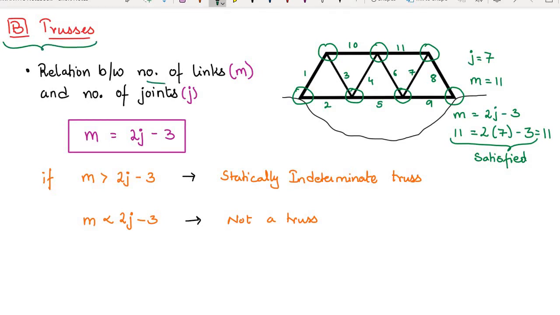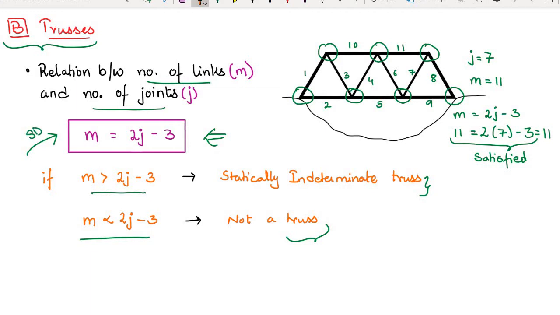In trusses, the relation between the number of links and the number of joints is m equal to 2j minus 3. If m is greater than 2j minus 3, then the truss is statically indeterminate, and if m is less than 2j minus 3, it's not a truss. And if it satisfies the condition m equal to 2j minus 3, then the truss is statically determinate.